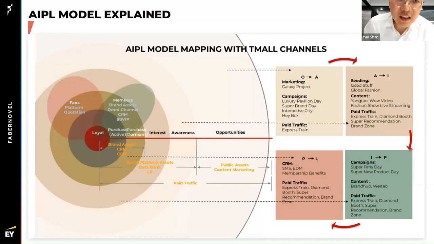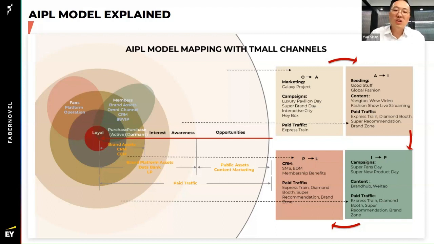Okay, in the EC platform environment, there are two things I want to introduce which are key for success. The first one is the AIPL model. This is the target audience consumer segmentation model mostly used in the EC environment. AIPL stands for awareness, interest, purchase, and loyalty. There is also an opportunity level before the AIPL, but we're starting from A.